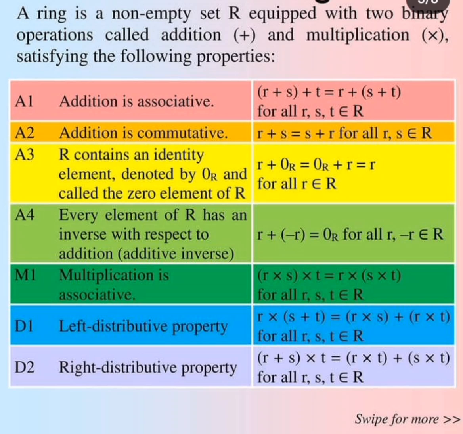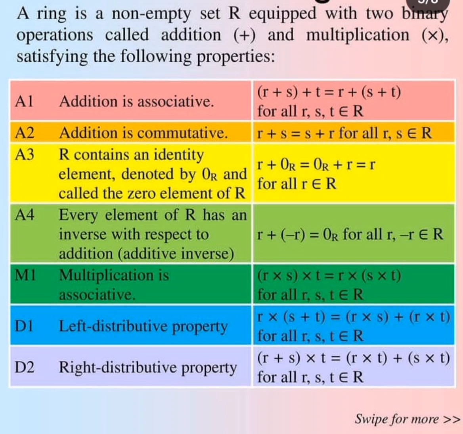Now, having an idea of what groups are and what algebraic structures are, you need to understand the difference between a ring and a group. A group has one binary operation, but a ring has two binary operations. So a ring is a non-empty set that has two binary operations called addition and multiplication. All of these binary operations must satisfy all of these listed properties.